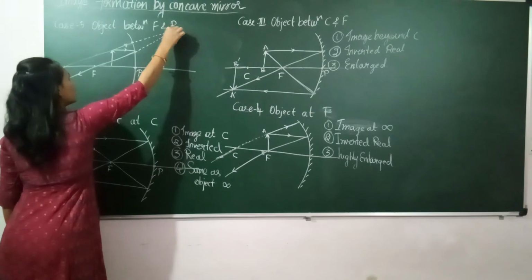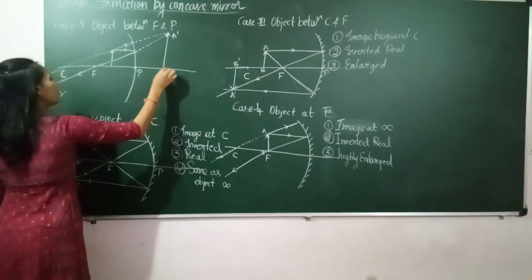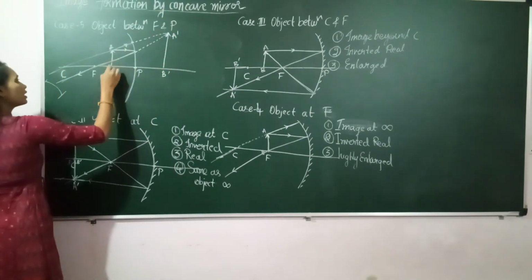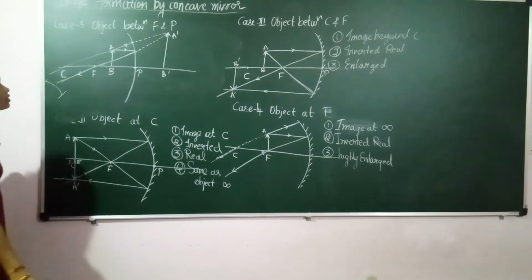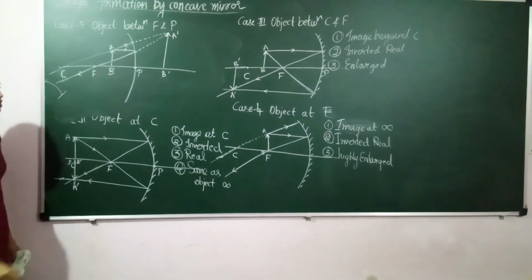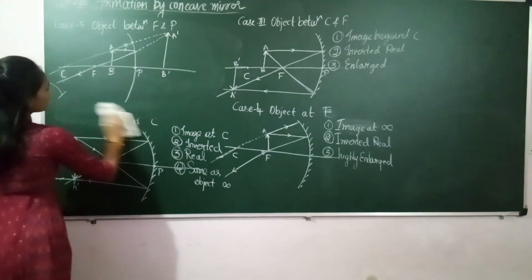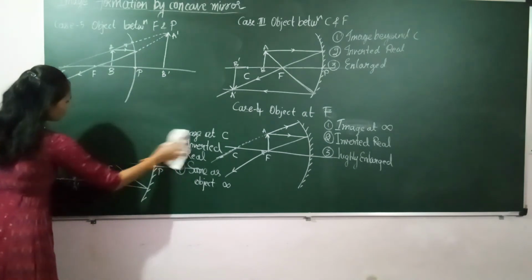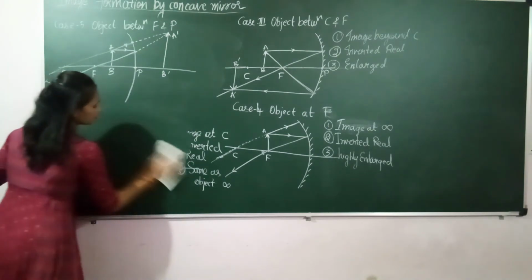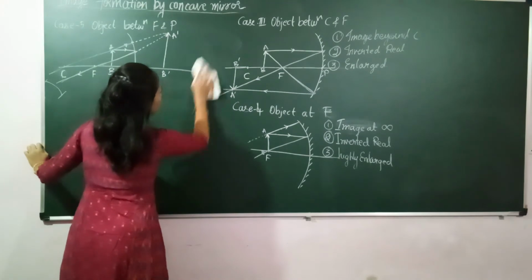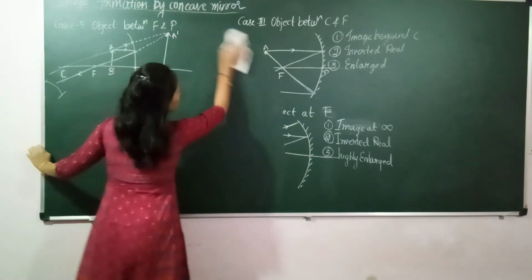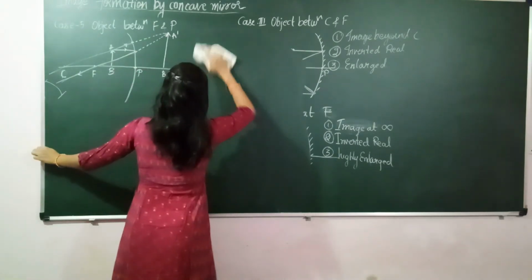So this is A dash and this is B dash. This is A and this is B. AB is the object, A dash B dash is the image. In this case, now we will write the properties, what type of image we have obtained.